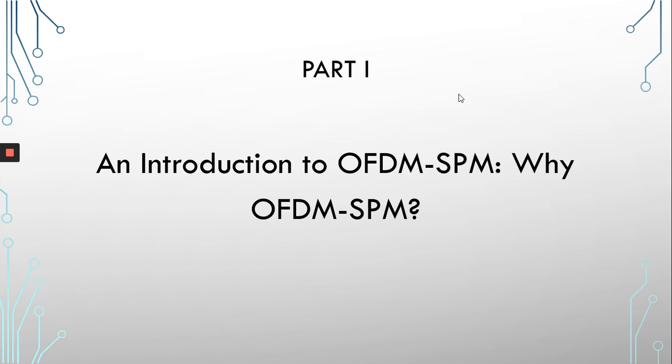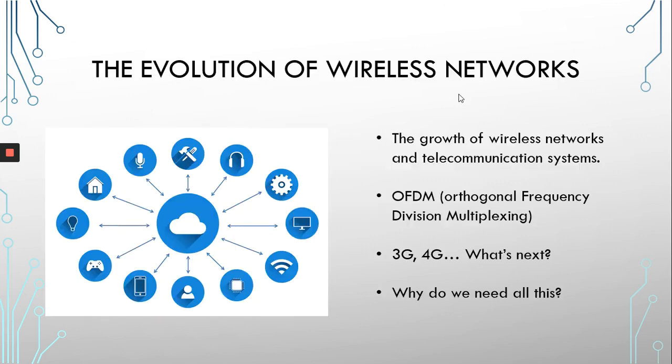Why OFDM-SPM? So first of all, I think it's important that we talk a bit about the evolution of wireless networks. As we all know, wireless communication technologies and telecommunication systems in general have come a long way. They've seen continual growth and improvement. As a matter of fact, the number of devices connected today in any one building or the amount of data being transferred at any instance is rather massive. We've come all the way from the radio to the television to what we have today.